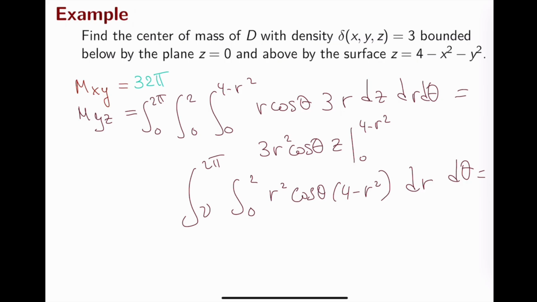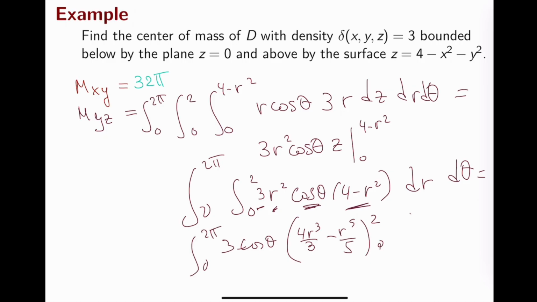Okay, so in order to integrate this, we have a 3 also there, the cosine is also a constant together with the 3, so they can all go out of the integral, and so we are going to get 4r cubed over 3 minus r to the 5 over 5. And this should be evaluated between 0 and 2, and we have outside the cosine, and we have outside also the 3. And this will be evaluated between 0 and 2 pi.